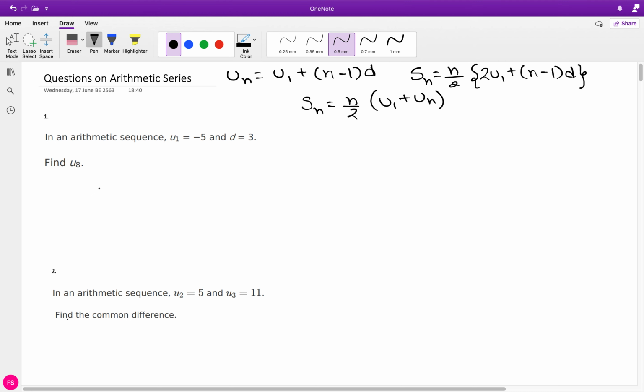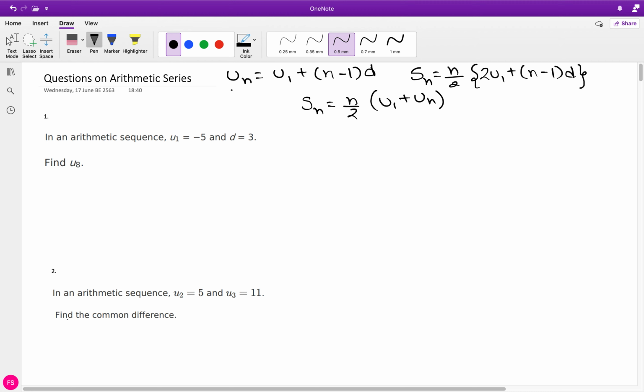Hi everyone. So we are going to solve questions on arithmetic series today, and we are going to use these three formulas throughout the whole video. That's why I just wrote it down at the beginning. This is the formula to find the nth term of a series.